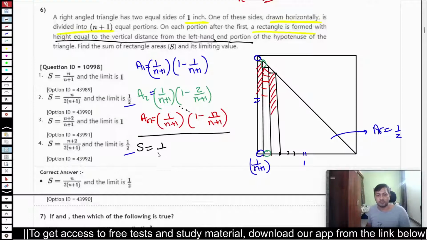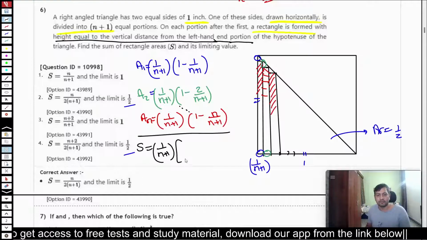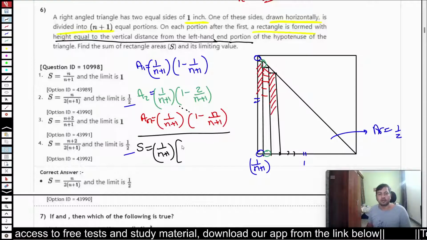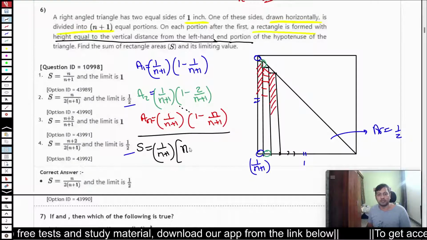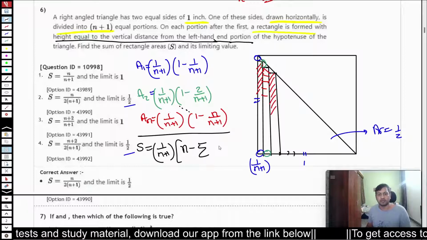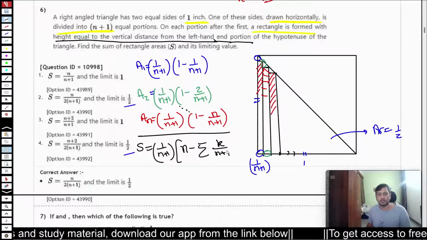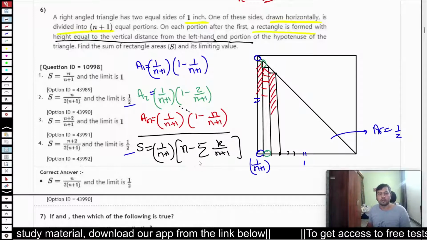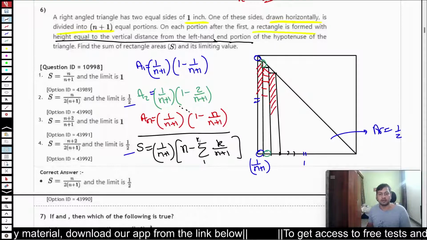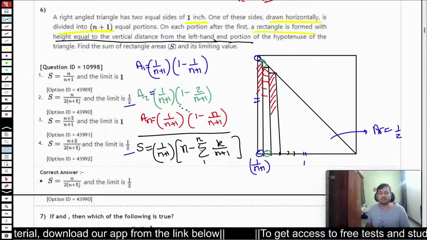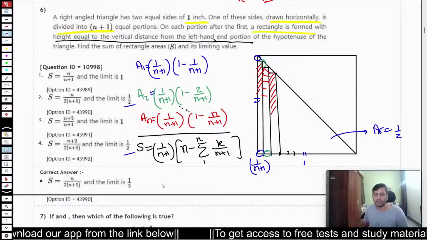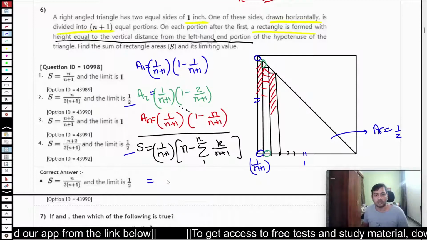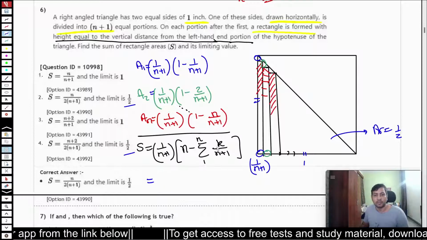So 1 upon n plus 1 is common. ठीक है, into the other part is just going to be n minus summation k upon n plus 1, k going from 1 से लेके n. ठीक है, so that is your summation. अब if you can solve this summation, you will get your value of S. So what is that summation value going to be?